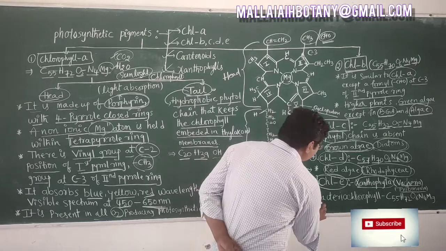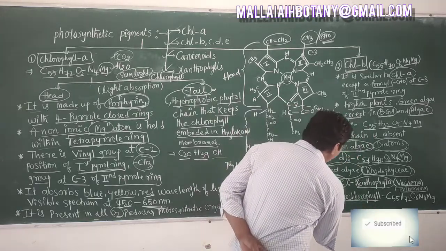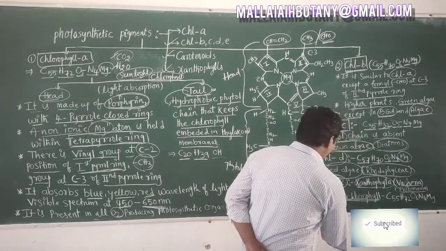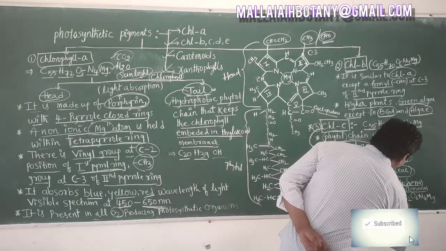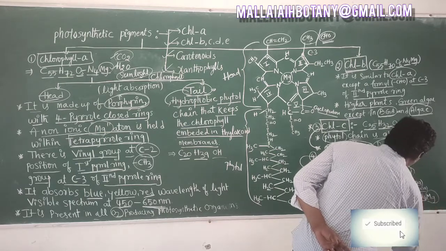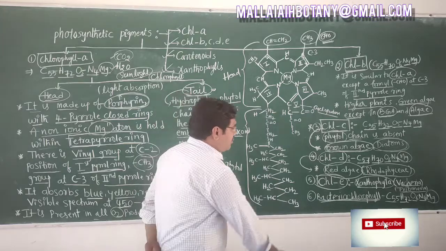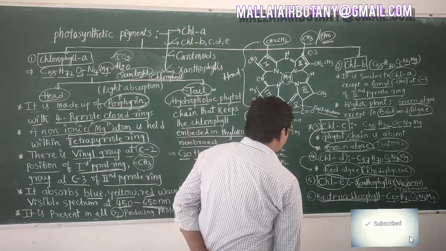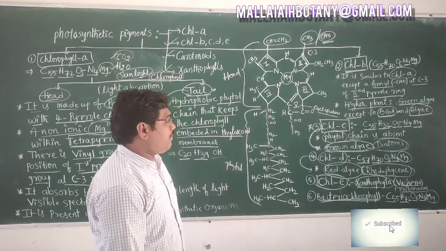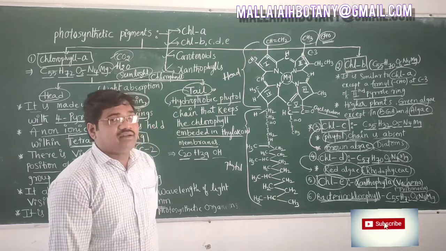And next is bacteriochlorophyll. What is the chemical formula of bacteriochlorophyll? C55 H72 O6 N4 and magnesium. Okay, so this is the chemical formula of bacteriochlorophyll. Next, bacteriochlorophyll is present in purple sulfur bacteria.